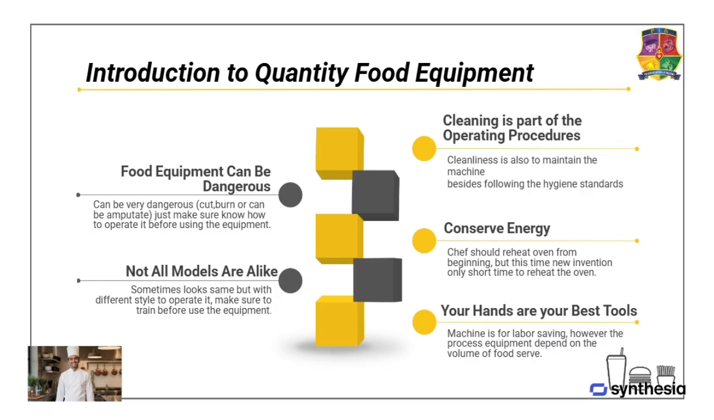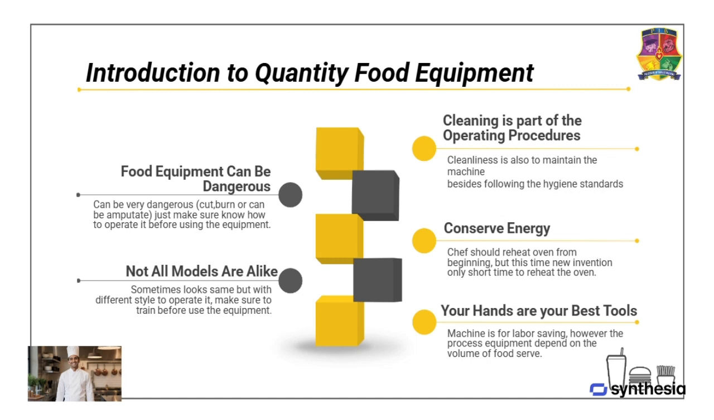Next, conserve energy. As culinary professionals, we also need to think about energy efficiency. We should understand when equipment needs to be heated and how modern equipment can help us reduce unnecessary energy consumption. And finally, your hands are your best tools. Machines can help us save time and effort.